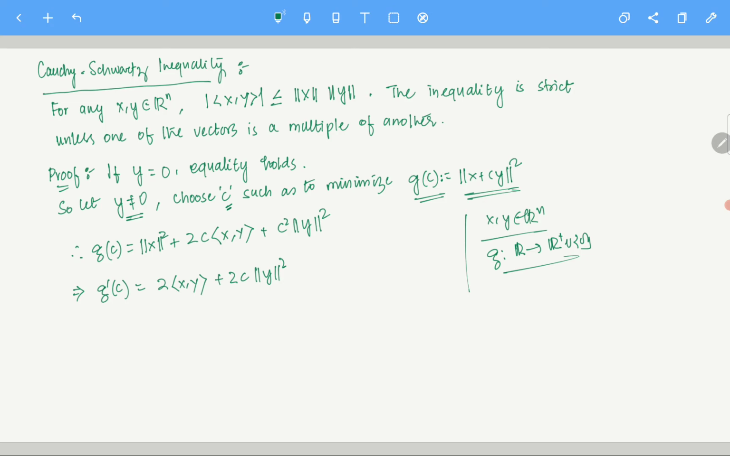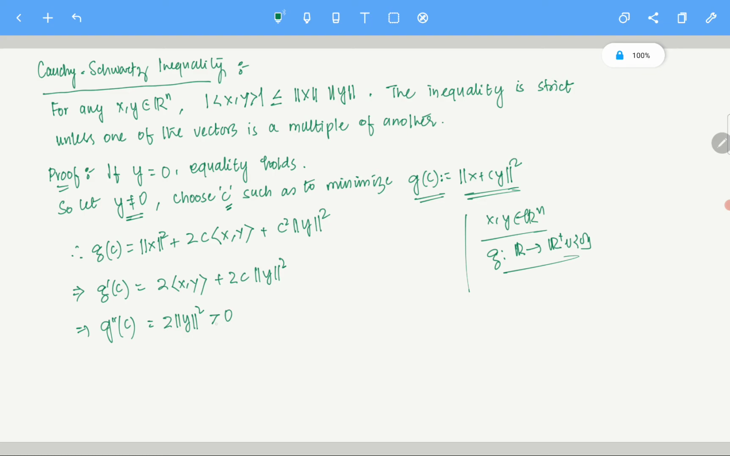I want to see if there is a point where it is taking a minimum. If that is the case, then for a critical point, let's assume, what is g double prime of c? It is 2 times norm y square, which is always going to be greater than 0 since y is non-zero. Clear?